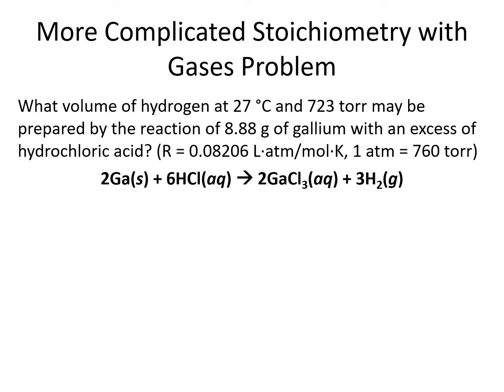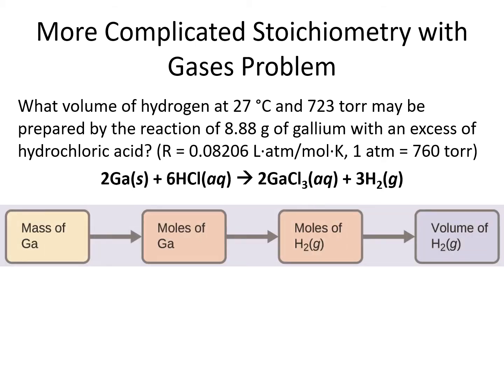Here's another stoichiometry problem with gases that we can do. This one's going to be a little bit trickier in a way because we're going to have to use the ideal gas law. The basic setup of this stoichiometry problem is actually the same as what we did in Chapter 7, in that we are going to use moles for our conversion. Here's the basic layout of the problem. We're going to go from mass of gallium to moles of gallium using the molar mass of gallium. We're going to go from moles of gallium to moles of hydrogen using the balanced chemical equation. Then we can go from moles of hydrogen to volume of hydrogen using the ideal gas law. That's really the new part of this problem.